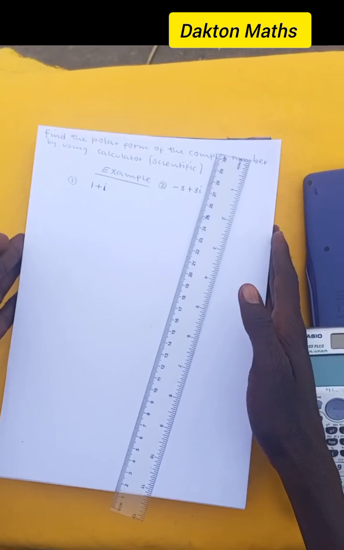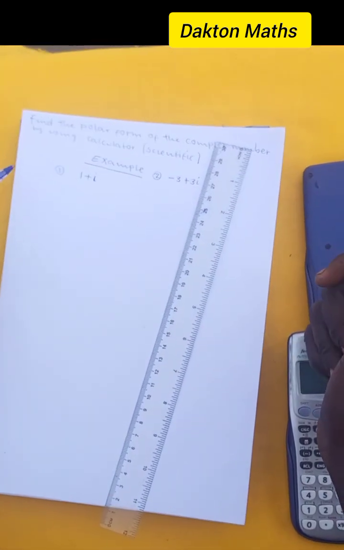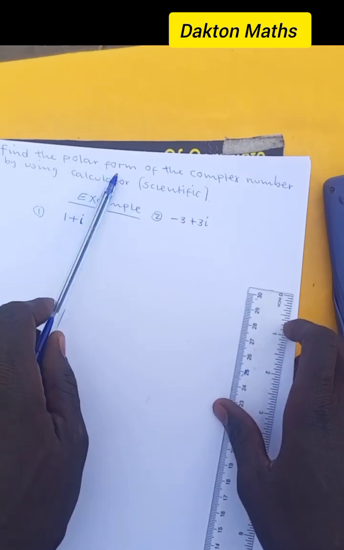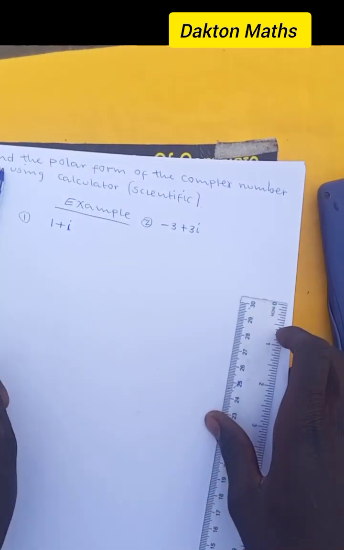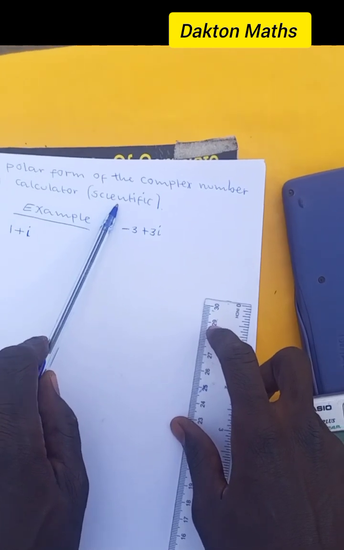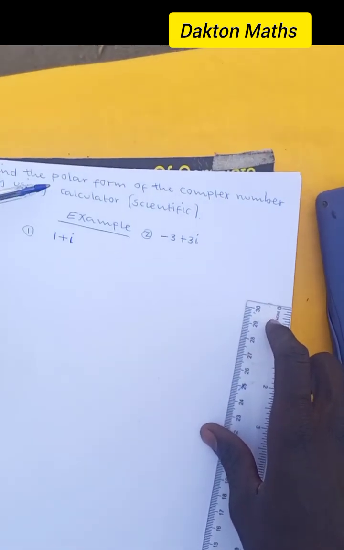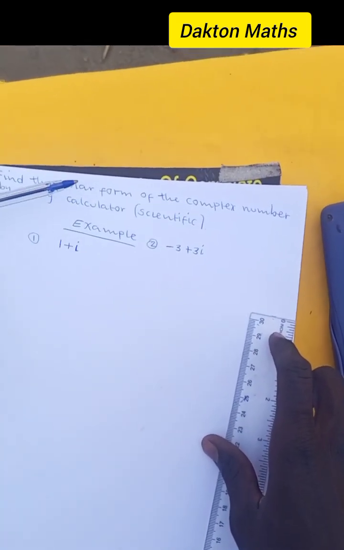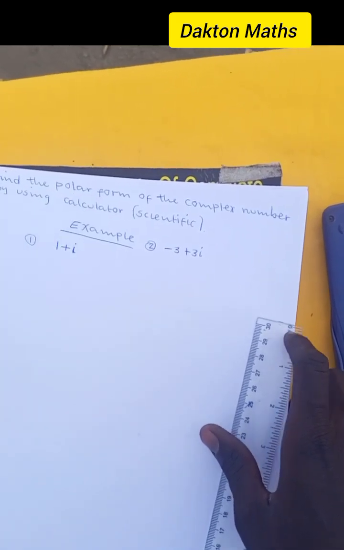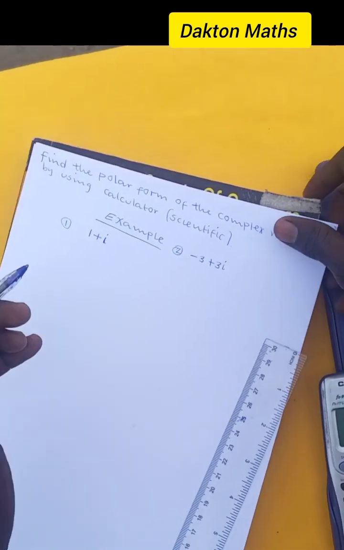Okay, today I'm going to show you how to solve a complex number by using a calculator. The question is, find the polar form of the complex number by using a calculator. In the bracket is scientific. It means how to find this complex number by using a calculator, in the polar form. Let us solve this number.